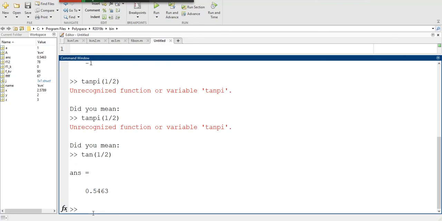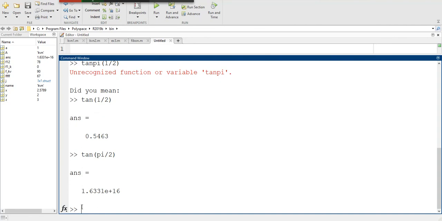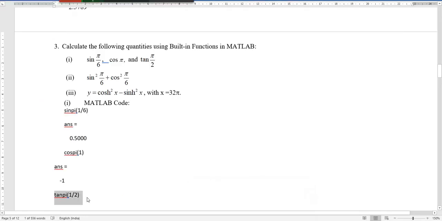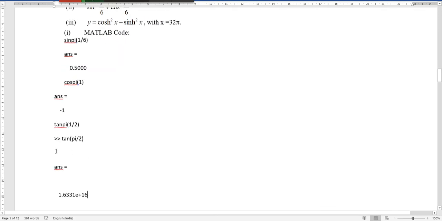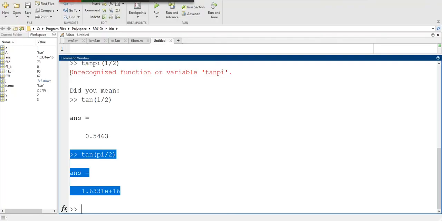So then what happened? How to find tan pi by 2? You will get an error. Okay, so use tan; in this particular instance, use pi by 2. You will get some bigger value. That's why I am using this command. Actually, you will get an undefined quantity. If you use this quantity, you will get an error. I will write here: error, or unrecognized function.